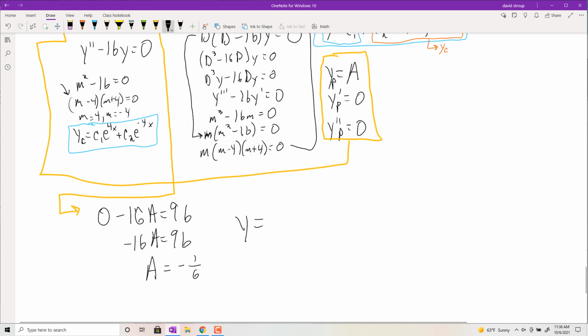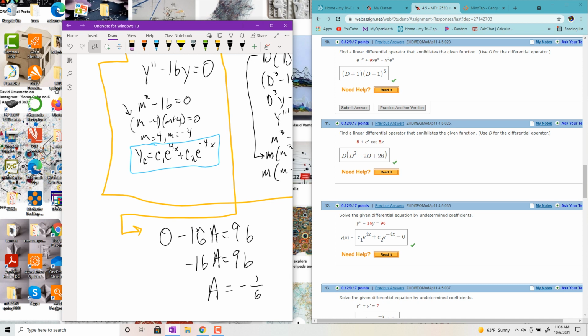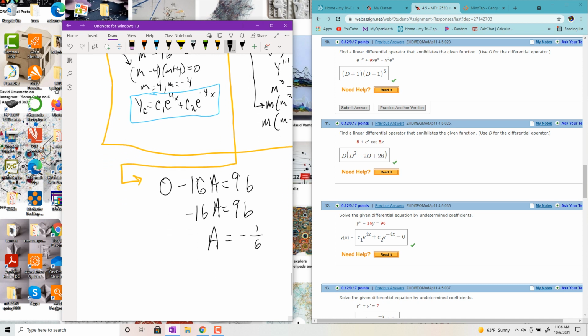So my solution is y equals y sub c, which is c1 e to the 4x plus c2 e to the negative 4x, plus y sub p, which is minus 1/6. Okay. Barring any solutions, of course, I misdivided. So 96 divided by negative 16 is actually negative 6.